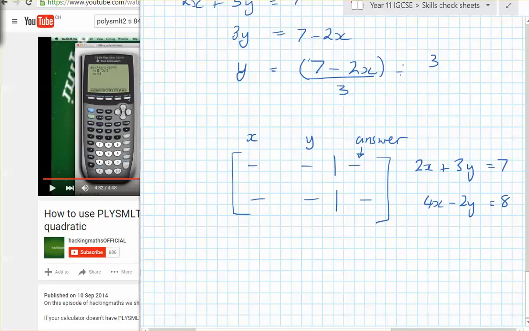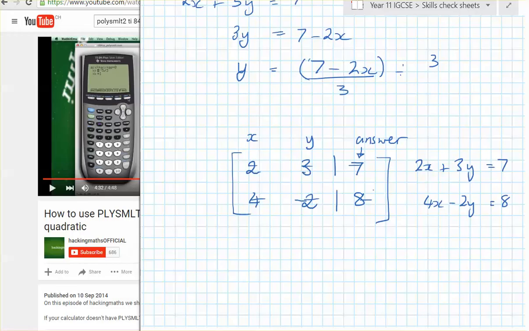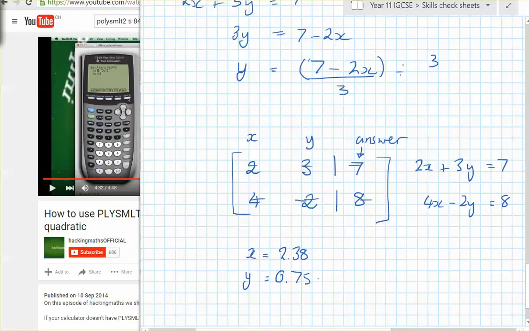So in my matrix, I would just put 2, 3, 7. And this one would be 4, minus 2, and 8. So I set it up as a matrix. And then I guess you can just click solve. All right, and then I think you have to remember which one you set as X and Y, don't you? Okay. Yeah. Did it give you any nice answers? 2.375. So X would be 2.375. And Y would be 0.75. Okay. So that's how you'd use it.